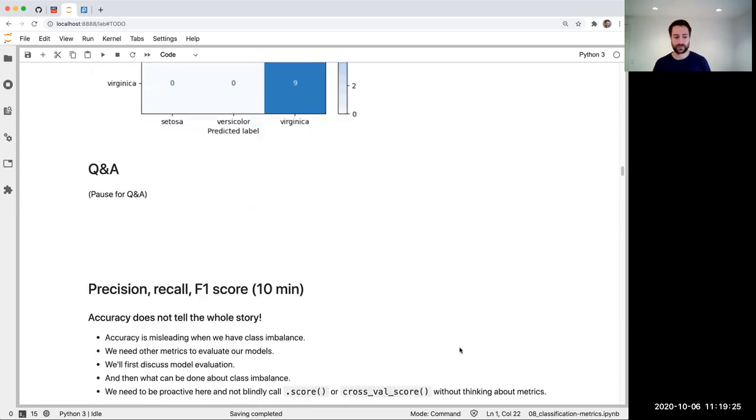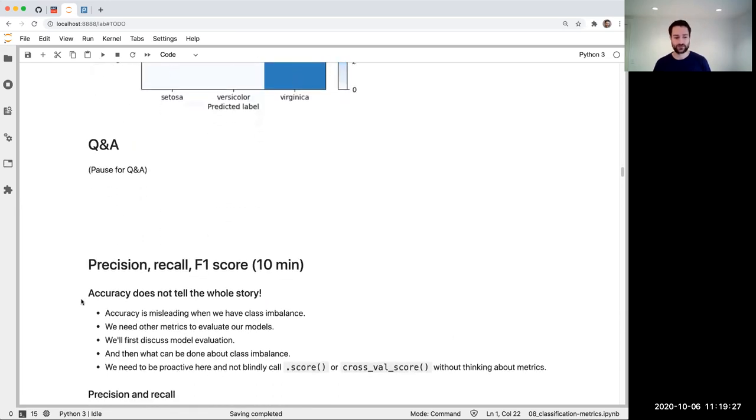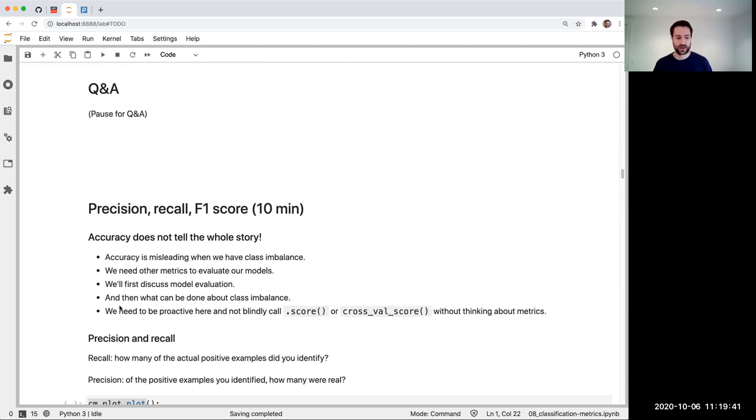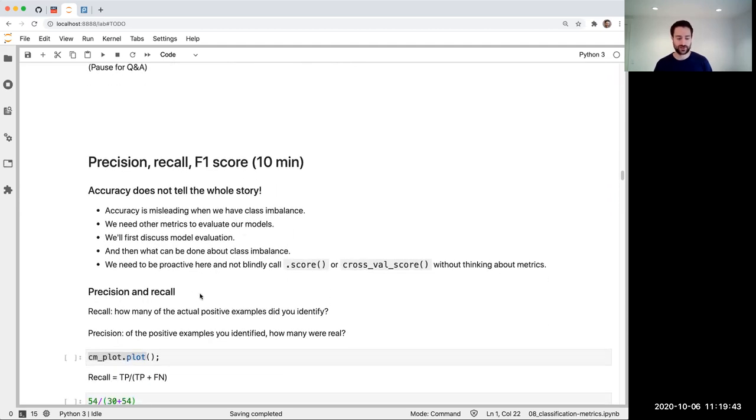Okay. So moving on. We said before that accuracy was maybe not that useful of a metric here. And so we're going to introduce some other new metrics. The first two things we're going to talk about are precision and recall. Recall says, how many of the actual frauds did we identify? And precision says, of all the frauds that we identified, how many were real?